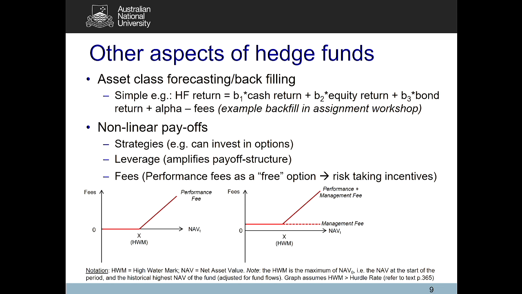Now think about risk-taking incentives. Would a manager be more likely to take a risky strategy if they're sitting here on the right of the high water mark, or if they're sitting down here on the left of the high water mark? Where would they be likely to take a strategy with higher risk? Left, right? Because think about it.